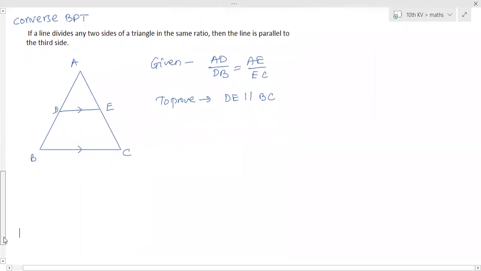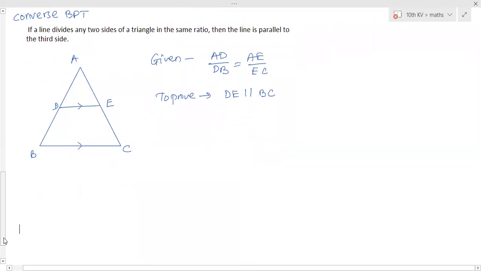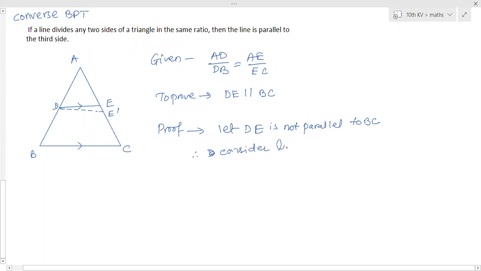For proving, we have to use the method of contradiction. So we will take that DE is not parallel to BC. There is another line which is parallel to BC. Let us take another line DE dash. Therefore, consider the line DE dash parallel to BC.